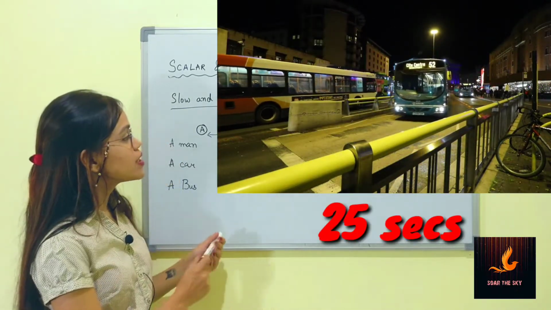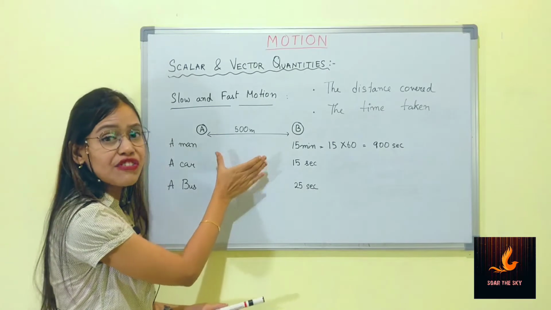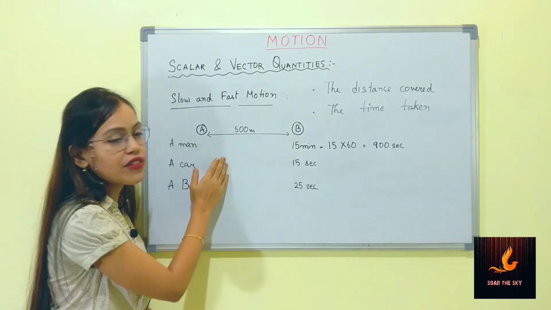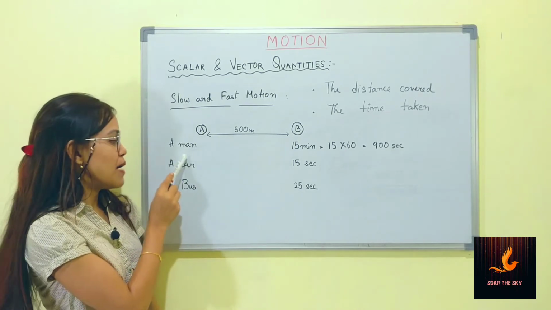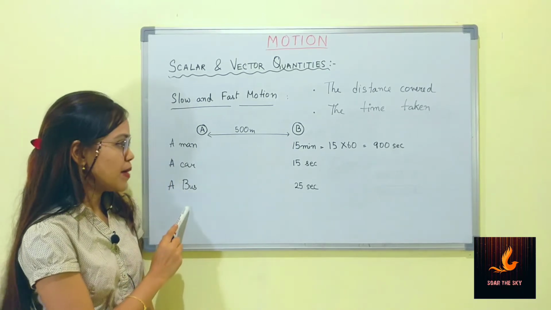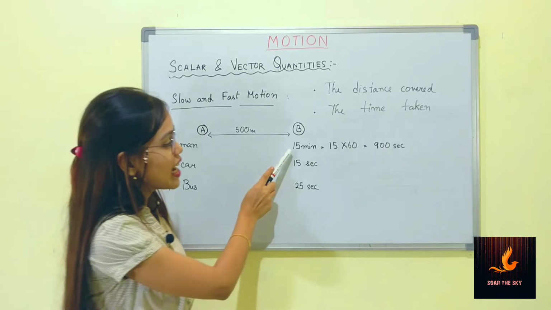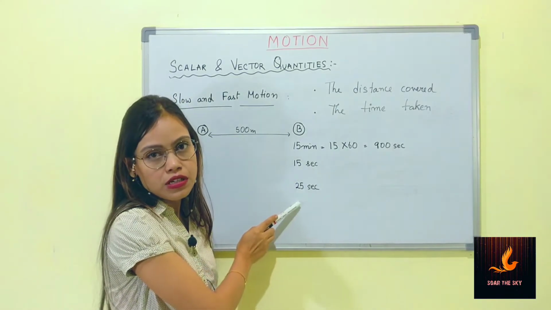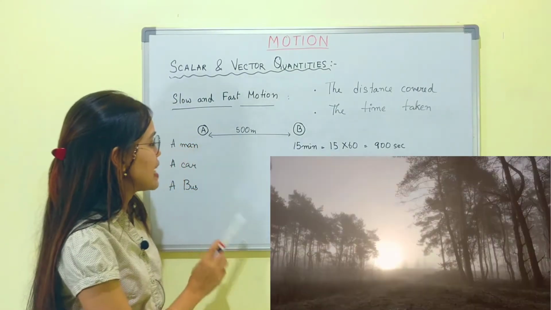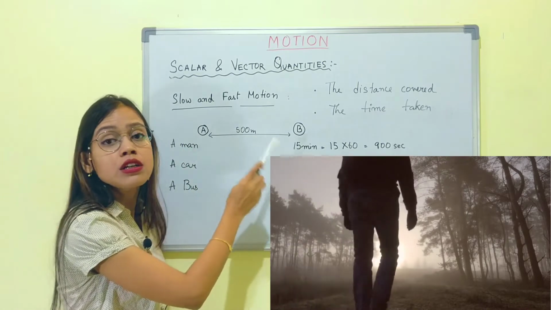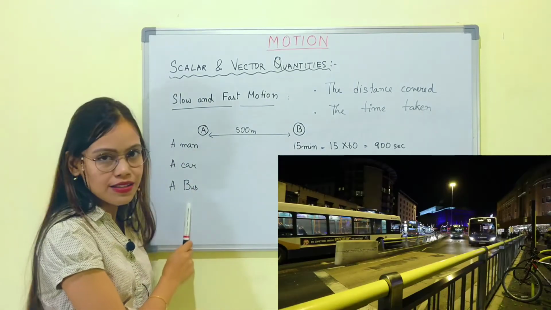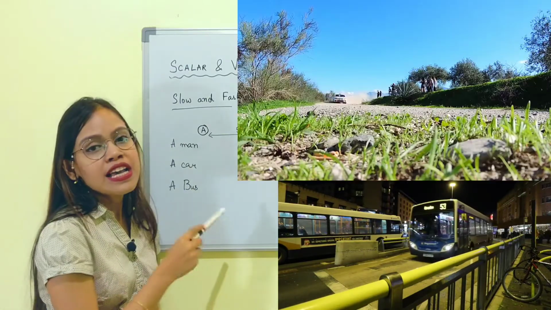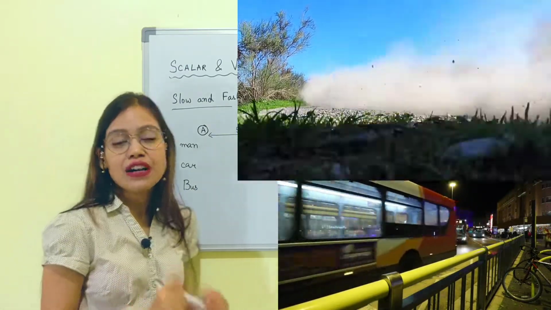So here you can see the distance is fixed. It's not changing. It's 500 meters. That's the same distance which is being traveled by the man, car and the bus. But their timings are different. So from here we can say the man is having the slowest motion. Next comes the bus, and the car here is exhibiting the fastest motion.